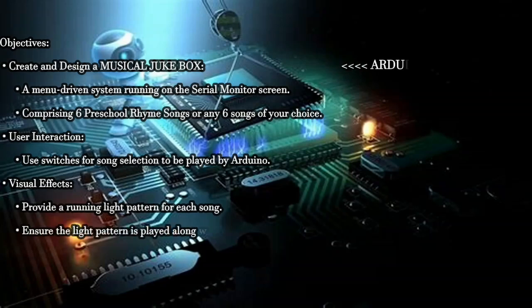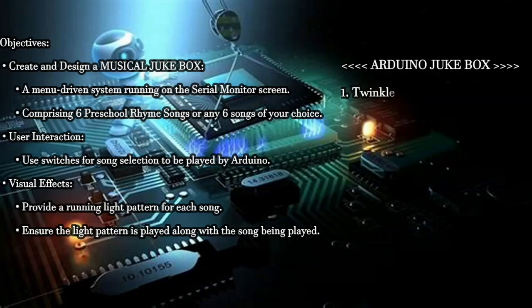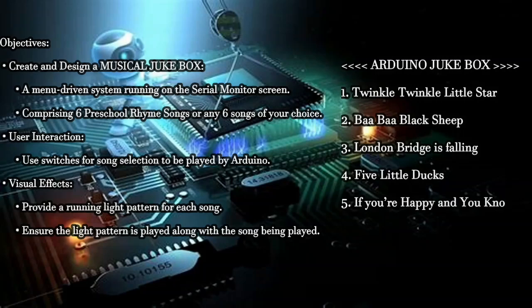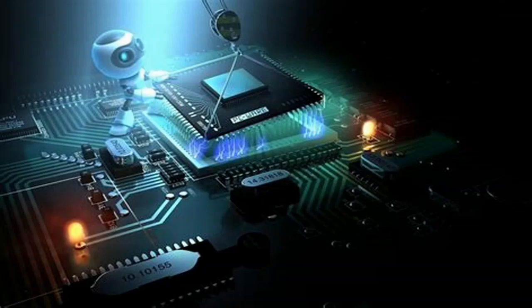For our Arduino jukebox, the songs that we are playing will be, first, Twinkle Twinkle Little Star. For the second song, we have Baa Baa Black Sheep, have you any wool? For the third song, London Bridge Is Falling Down. For the fourth song, Five Little Ducks Went Out One Day. For the fifth song, If You're Happy and You Know It, Clap Your Hands. And for our sixth and last song, Rain, Rain, Go Away, Come Again. So those will be the songs that we'll be playing in our Arduino jukebox.